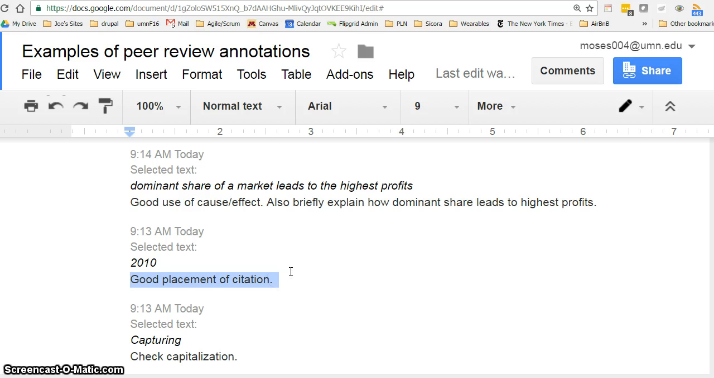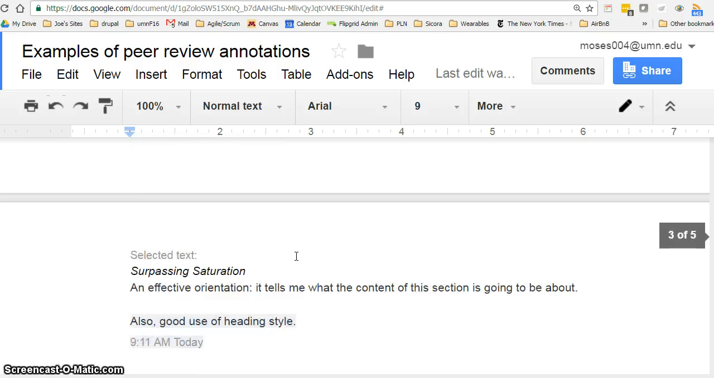Identifying good use of complete citations. The author should include a signal phrase that includes the author's credibility, as well as ending the paraphrase with proper citation. So go ahead and look through all of these.